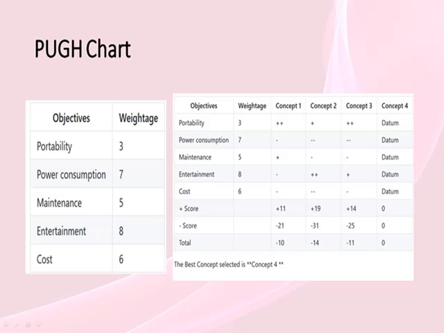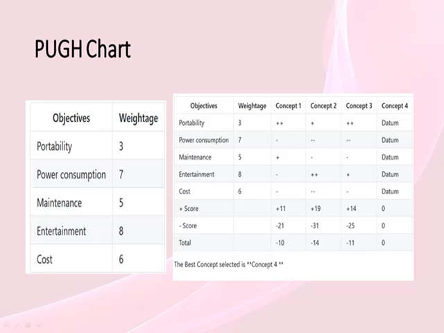Next, coming to the Pugh chart. In the Pugh chart, we have selected 5 objectives and given particular weightage so that we can select the best among the 4 concepts. So as you all can see in this Pugh chart, we have selected concept four as datum. So according to that, we have given ratings to the other concepts. Finally, we totaled all the ratings separately for each particular concept.